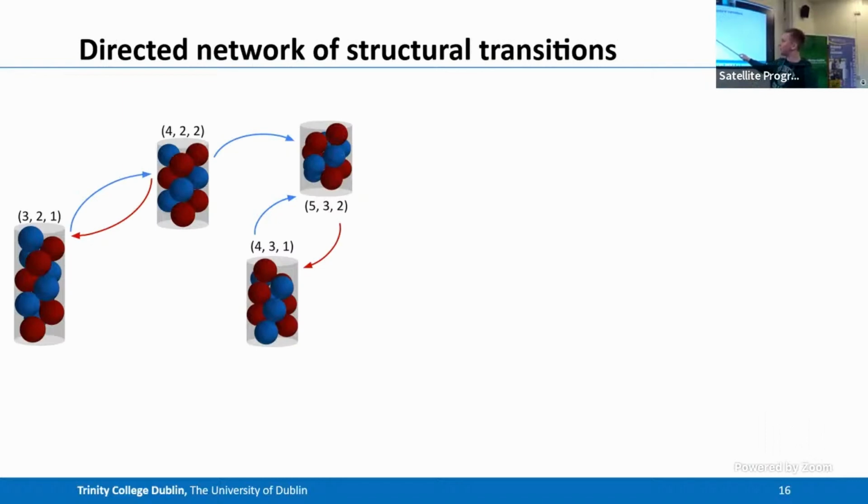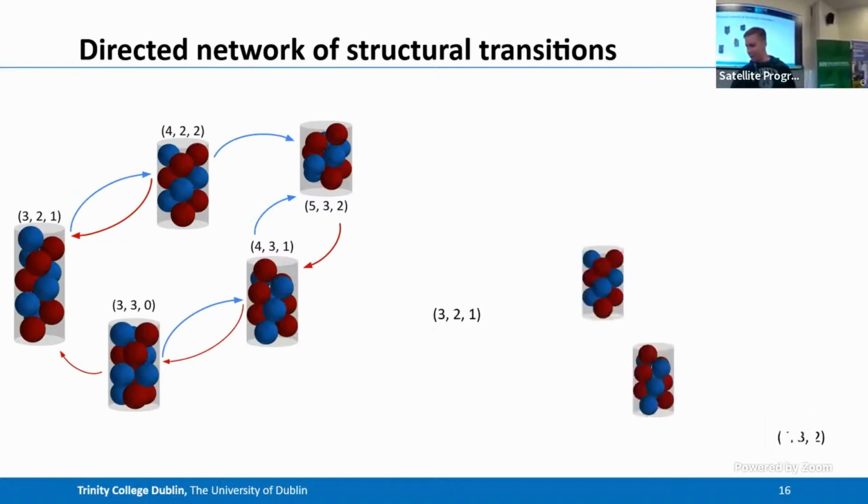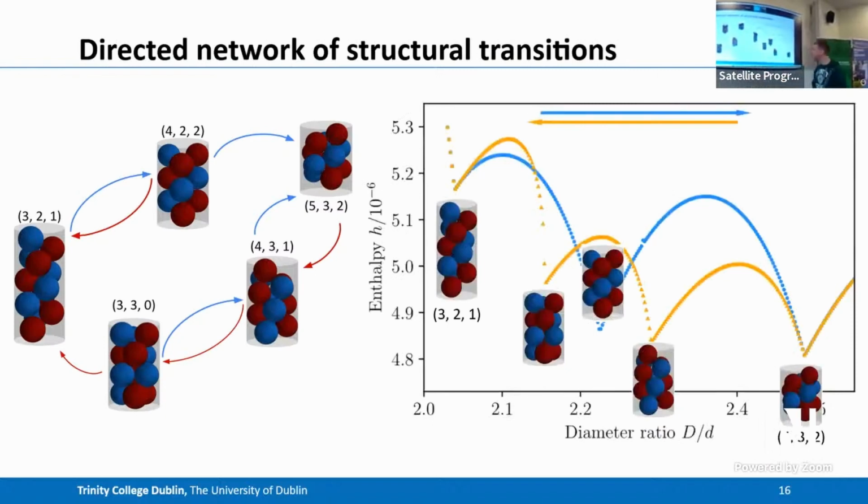But now if you continue to decrease the diameter ratio from the 4-3-1 structure, you will get into the 3-3-0 structure. And eventually, if you continue to decrease, you'll get into this 3-2-1 structure. So essentially you will see a cyclic pattern where you can only rotate through in a clockwise manner. And I actually recorded the enthalpy for this cycle by using my soft sphere simulation.